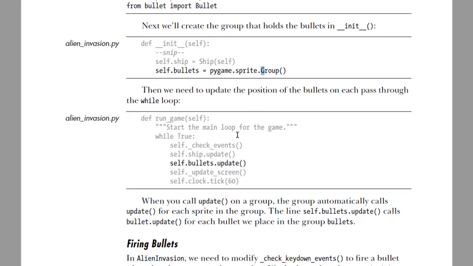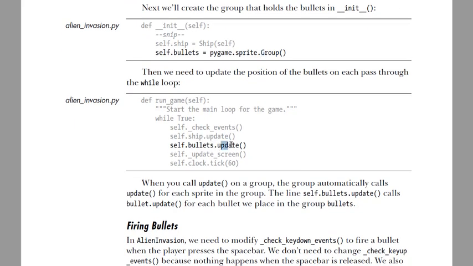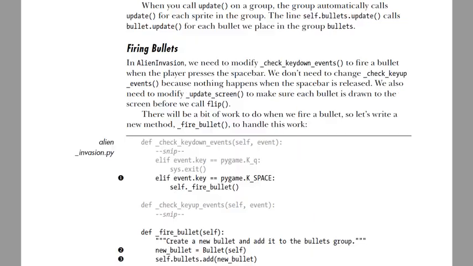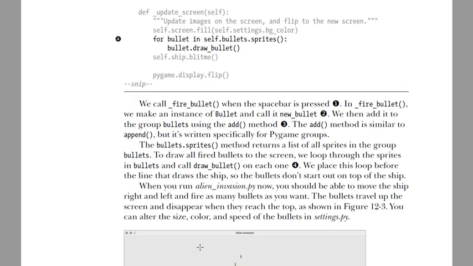Scrolling down into run game, we add a call to the update function, which is found in our bullets file. In firing bullets, the way that we are going to fire a bullet is through our spacebar. So in our check key down events function, we add another elif, using pygame.K_SPACE. This has to be all uppercase in order for that to work. We call fire bullet, which is down here in the def. We go into update screen and add in a for statement there.